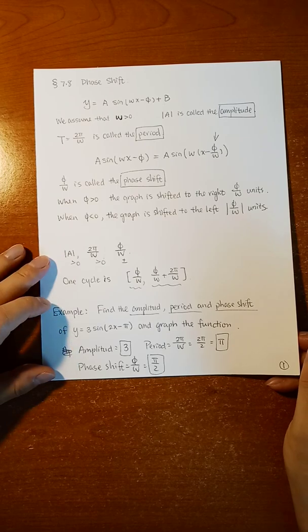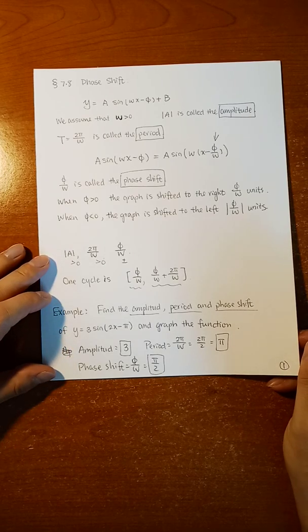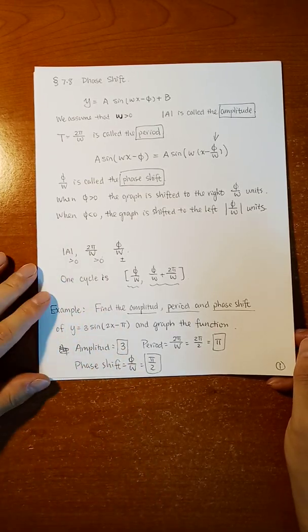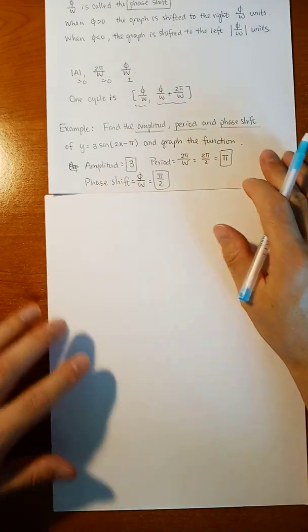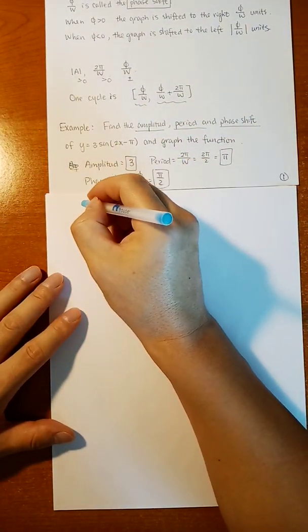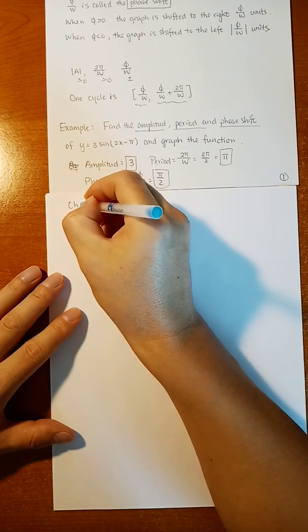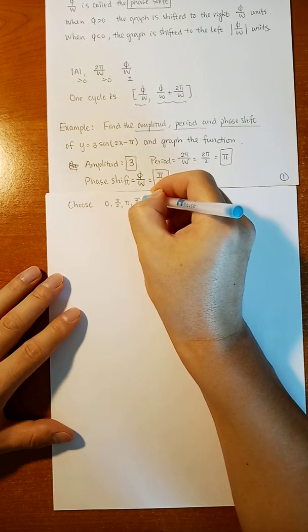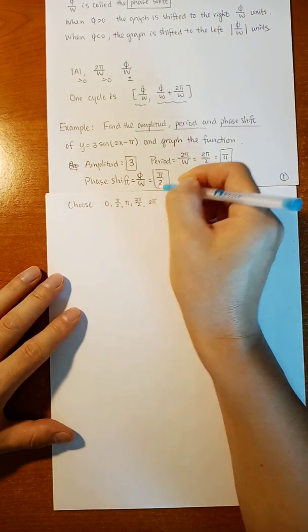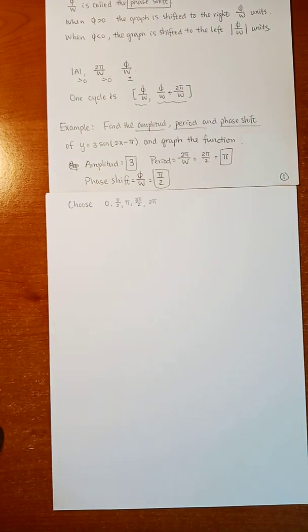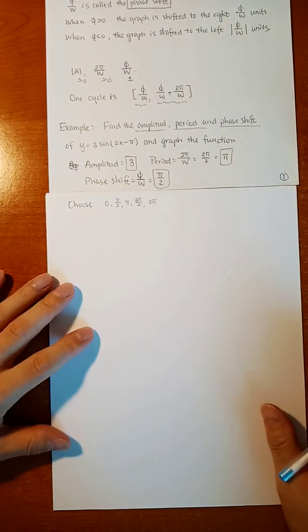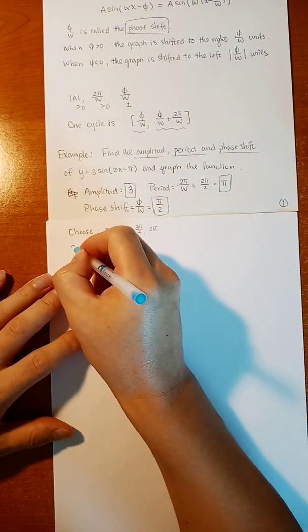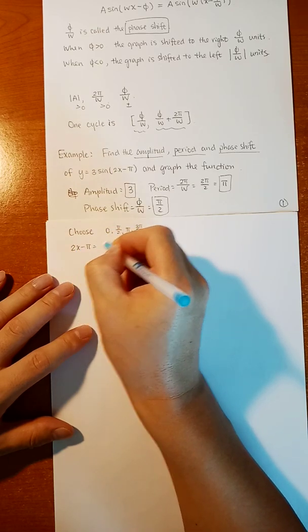Now we are going to graph the function. For the sine and cosine, we have the five key point method to graph it. That's an essential and very effective method. We are going to choose 0, pi over 2, pi, 3 pi over 2, and 2 pi. Remember, those are the inputs for the five key points. What are the key points? You are going to let 2x minus pi equal to 0.